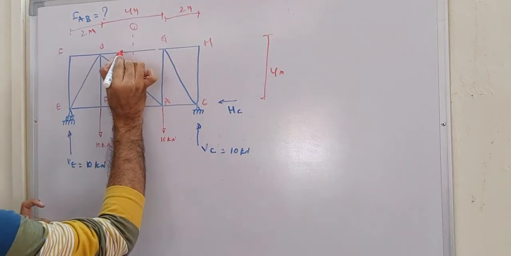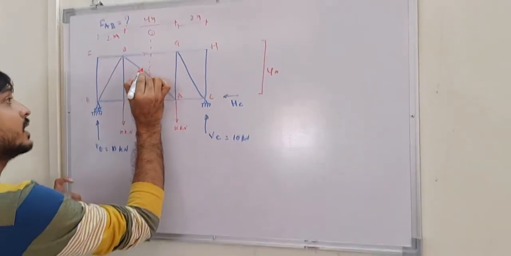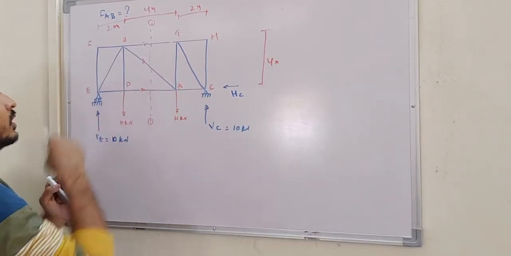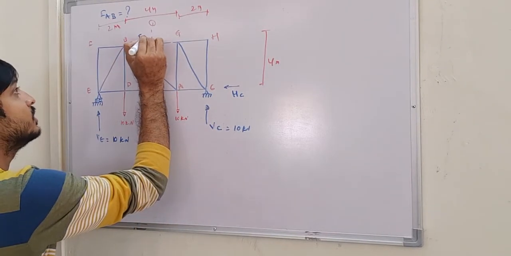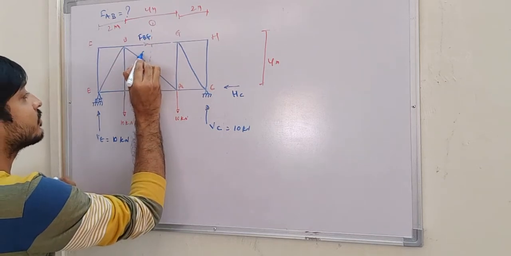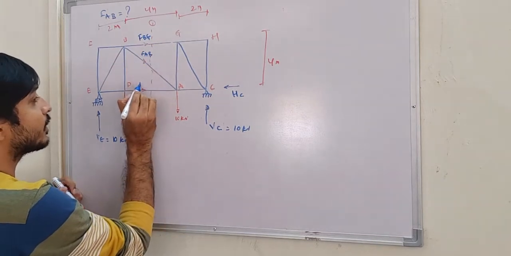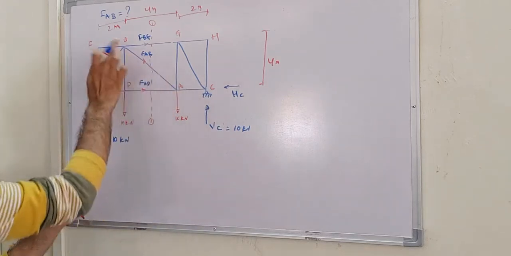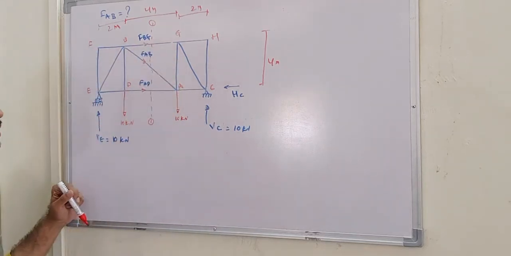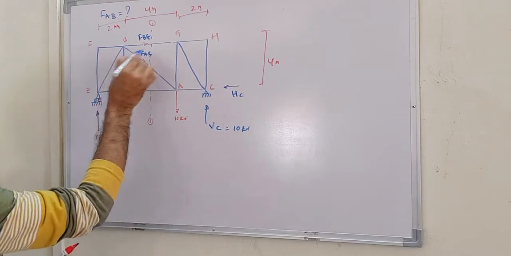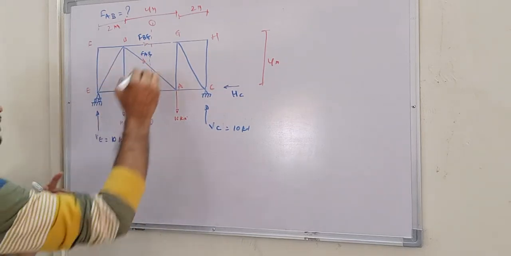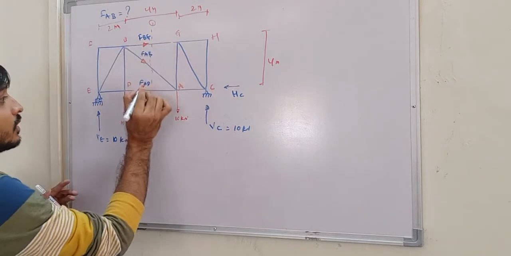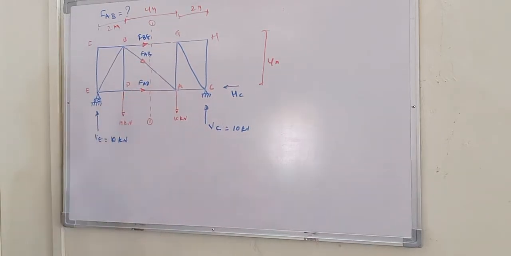If I take it here, this will be one tension I'll consider, this will be one more tension, and this is one more tension. So let me call it FBG, and this is FAB, and then FAD. Okay, so AD, AB, and BG. These are the things I am calling. I'll consider all of these as tension only.